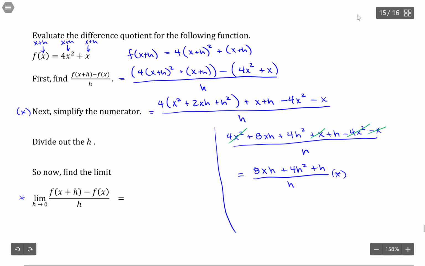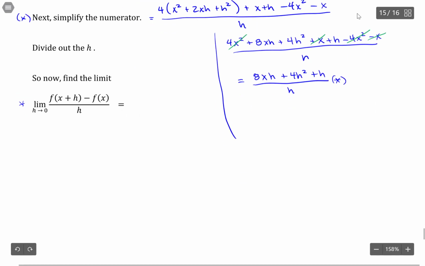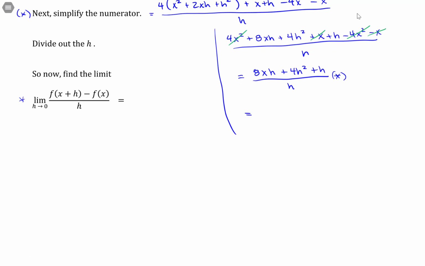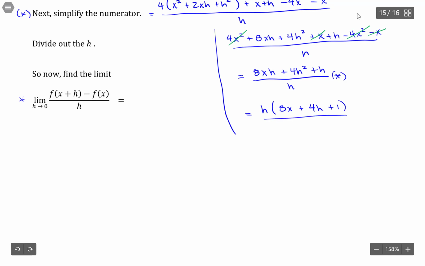So the next step is to divide out the h. So to divide out the h, the way you can think about this is when you have a common factor in the numerator, you can factor that common factor out and divide by the denominator. So that common factor factors out and cancels with the h in the denominator. So that leaves me with 8x plus 4h plus 1.